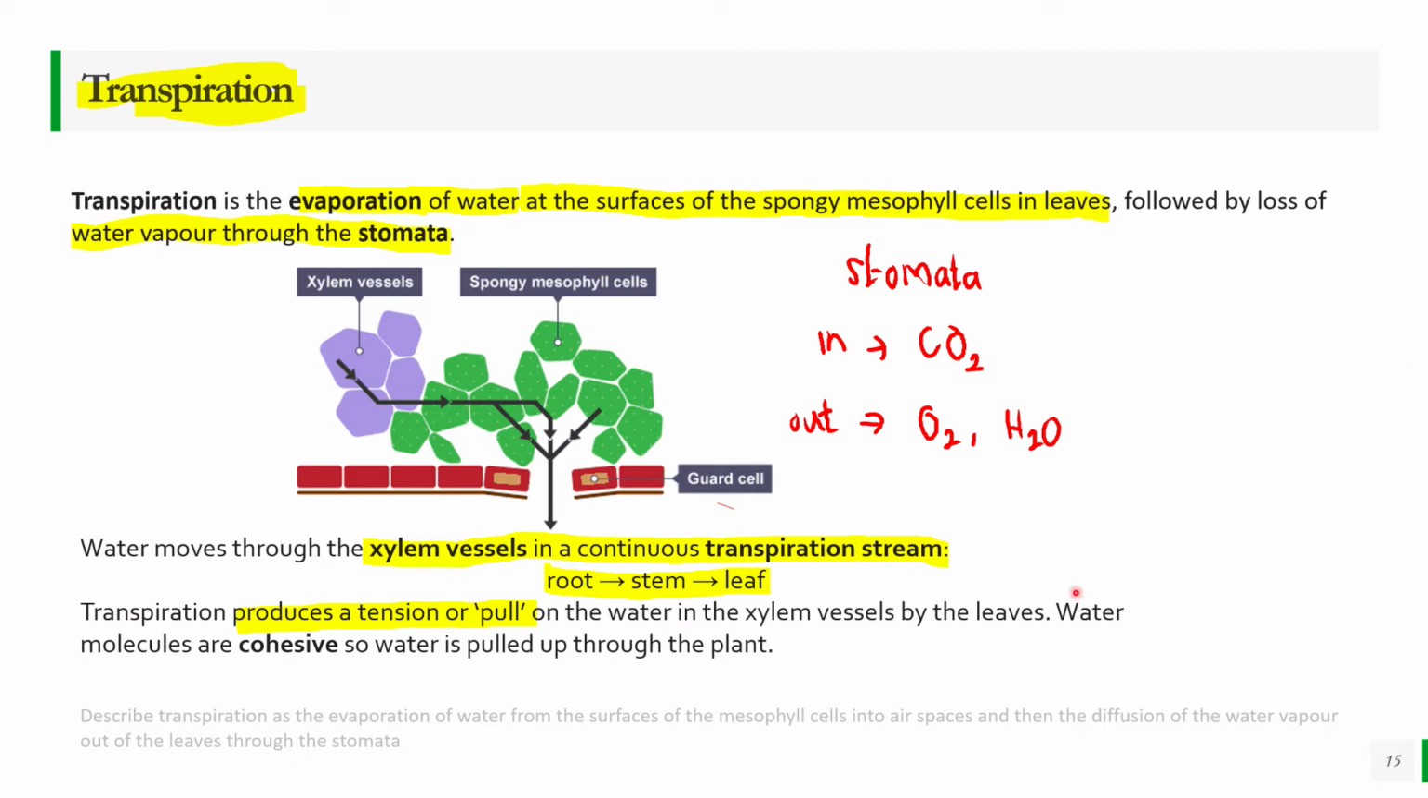Okay, again, I just want to update this. So this one, transpiration.